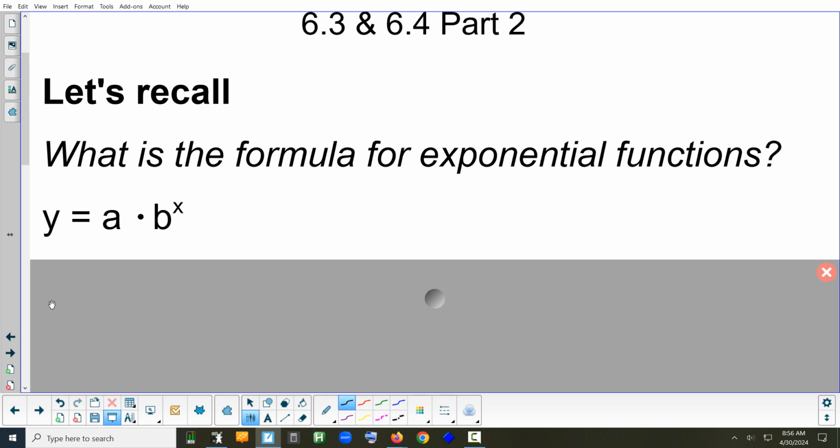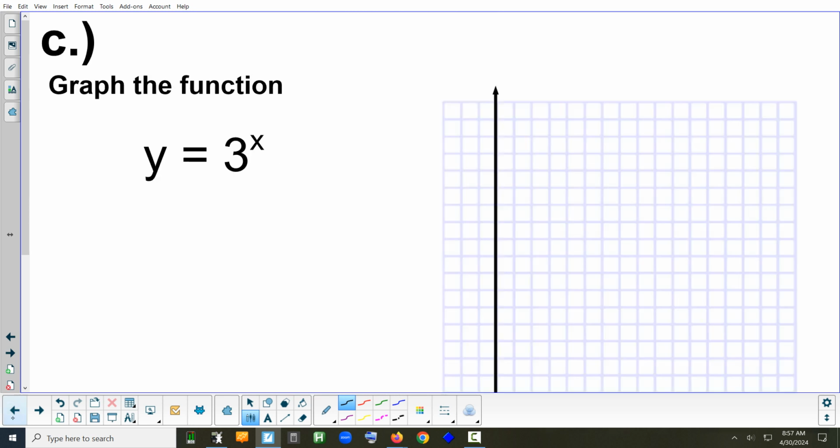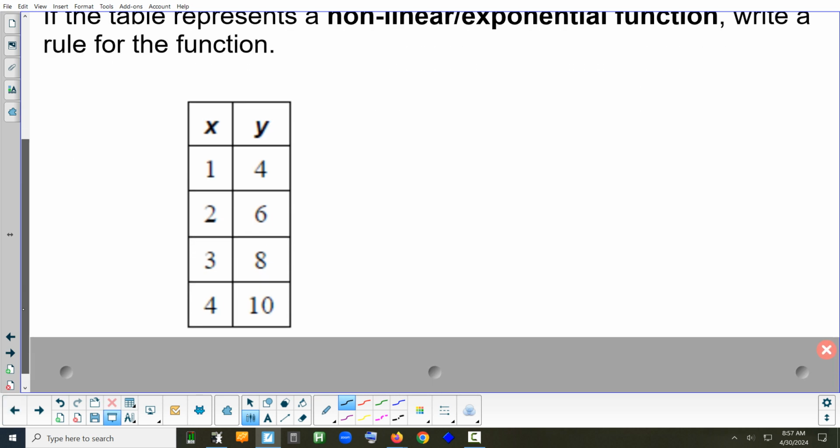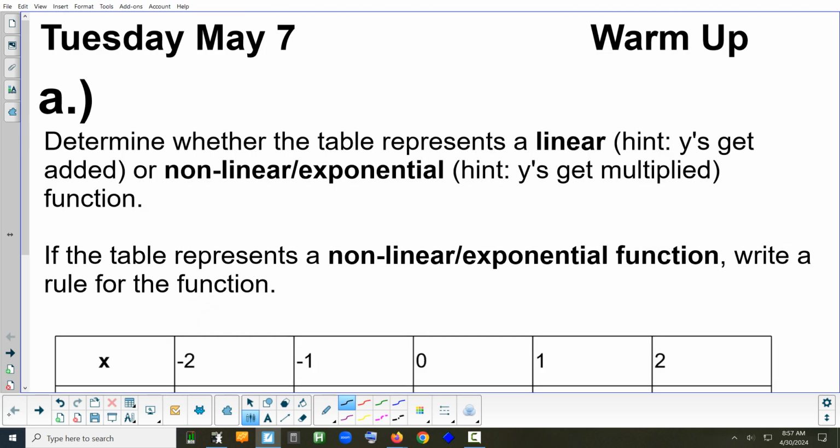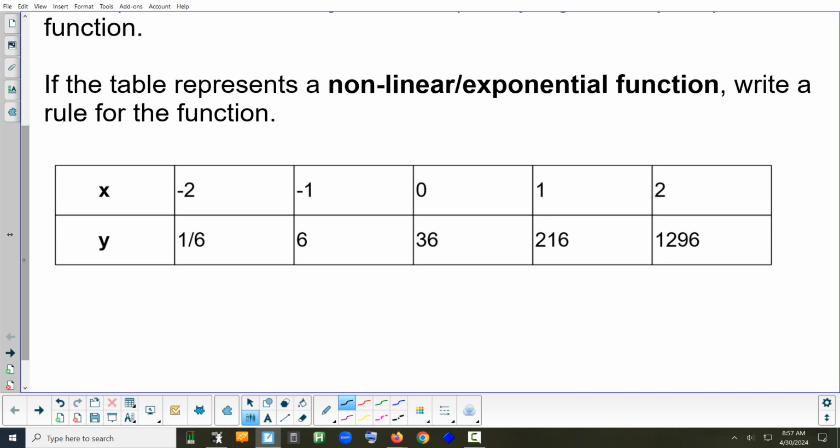If you were looking at a table, how do you figure out what the a is? By using the number under 0, the y value. Yep, it's the y value that's right below the 0 if you're looking at a table. So for example, in a problem like this, well, they didn't give you a 0. But in a problem like this, 36, the a value would be 36.